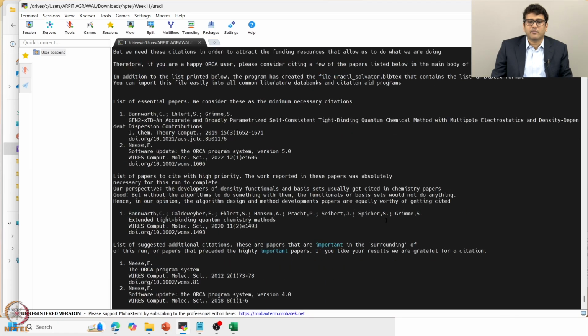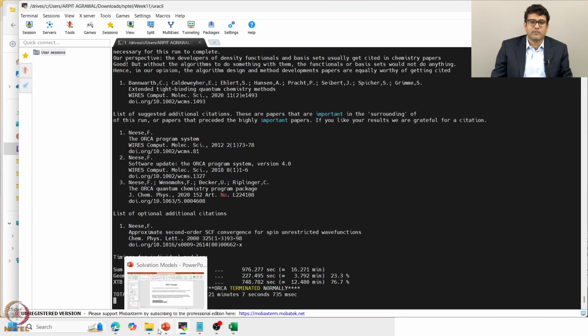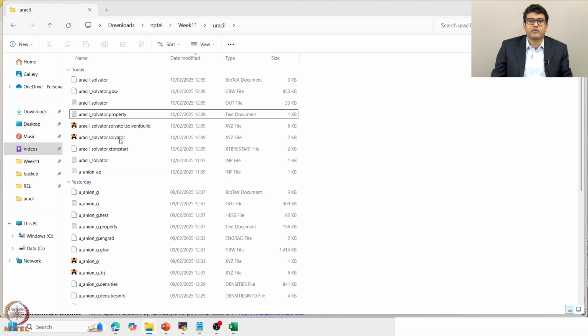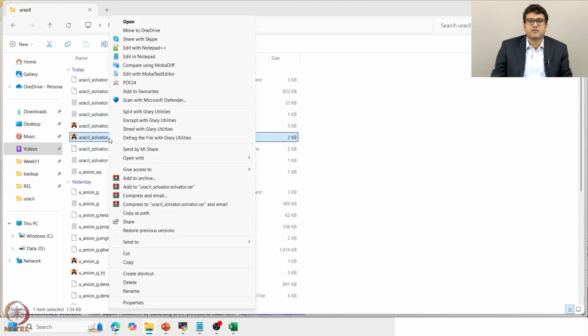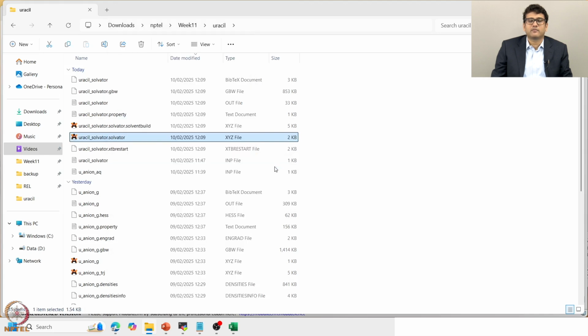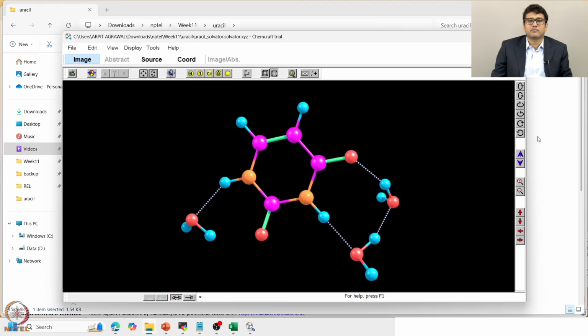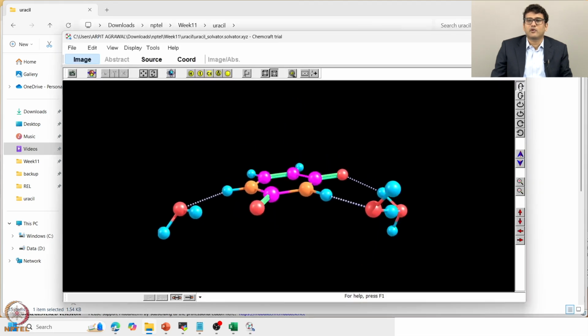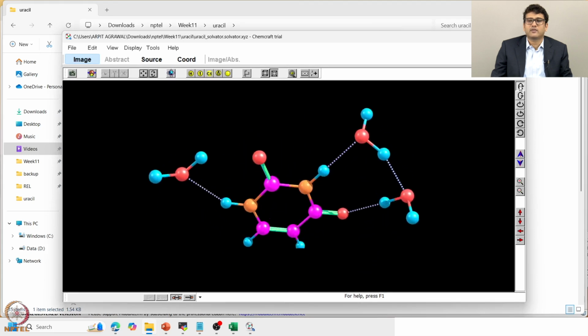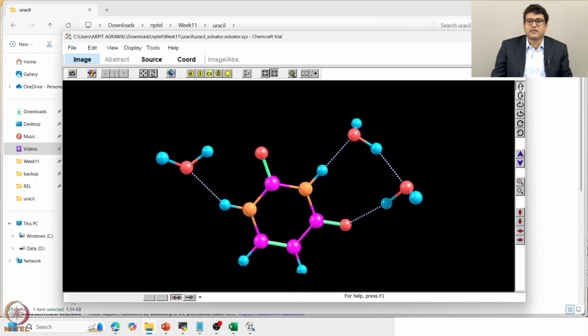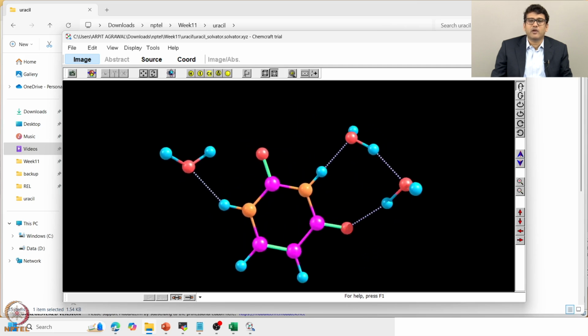Okay, so the job has been completed. It took 21 minutes in total, and the final geometry has been saved in this uracil solvator dot solvator file. So this is an XYZ file. If you open it with, let's say, Chemcraft, this is how the configuration will look. You can see there are 3 water molecules hydrogen bonded to the uracil.